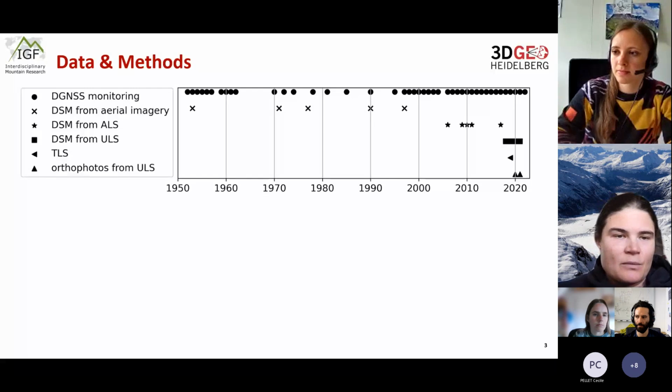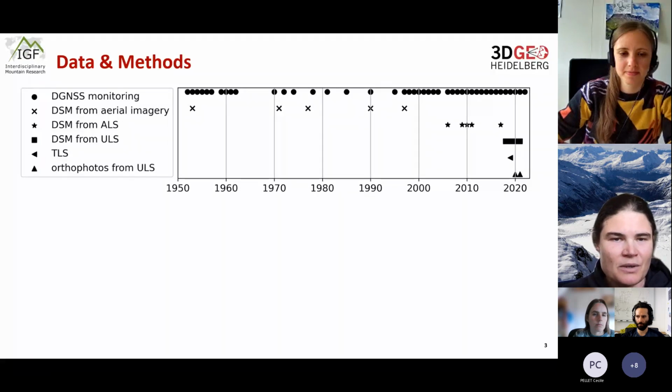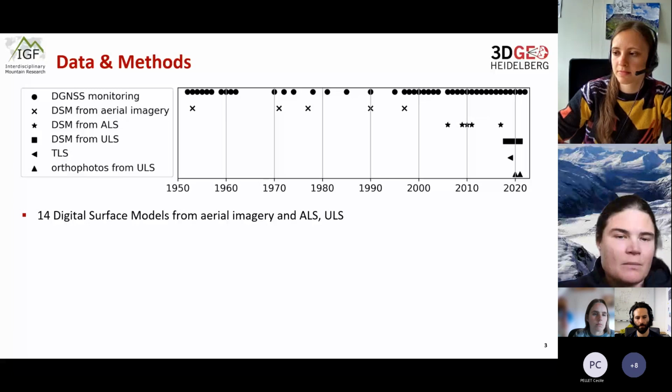And this is what we came up with. This is not comprehensive. There is even more data that was beyond the scope of what we were able to include, considering no one actually has a project for this. But we found a total of 14 digital surface models, early ones from aerial imagery.